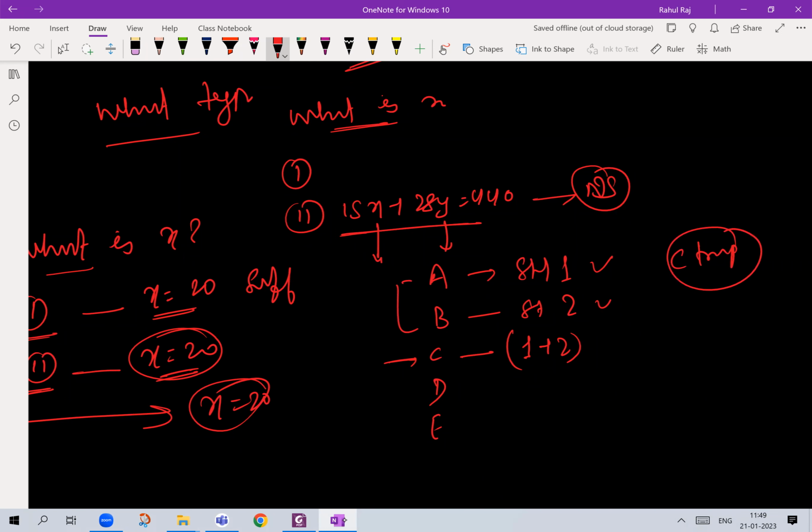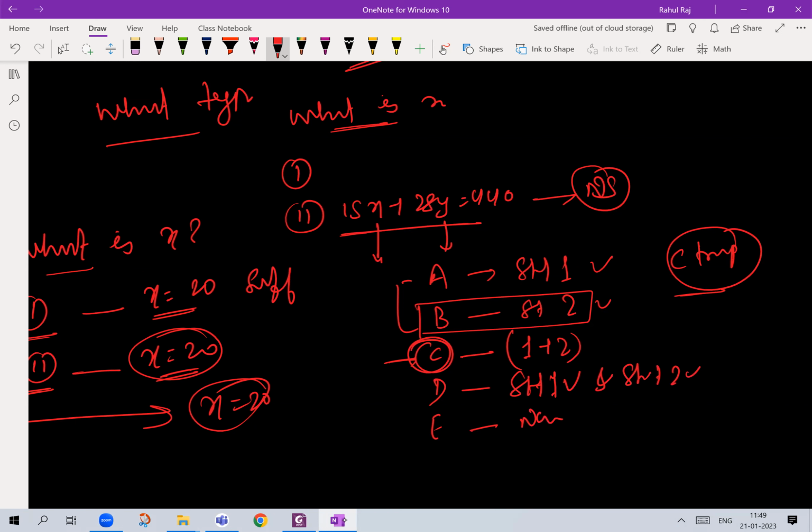What happens in the C trap problem? You look at these two statements and feel that C should be the answer. But if you dive deep into it, you will see that statement 1 and statement 2 alone are each giving you the answer. If a statement is individually giving you the answer, you are not supposed to combine. Simple logic. D says statement 1 alone and statement 2 alone, both are sufficient to answer the question. E says none of these; this question cannot be answered with the help of these two statements. Agreed? Any doubt? Please tell me.